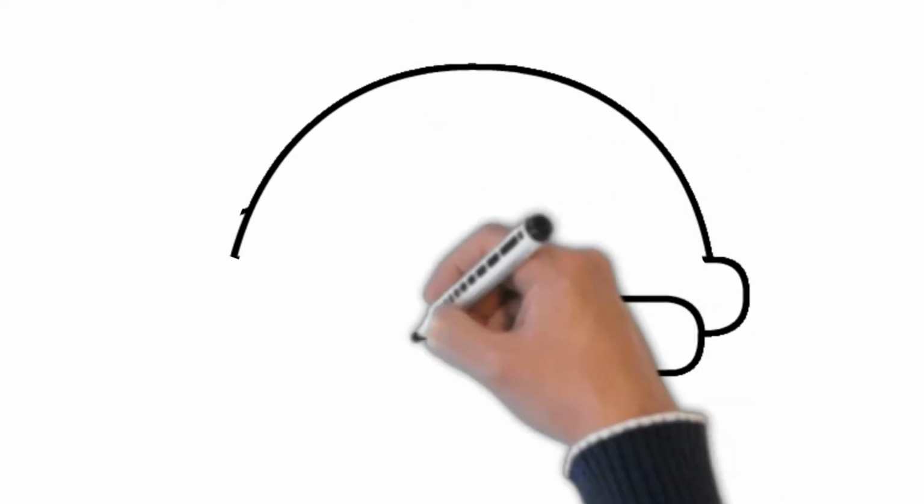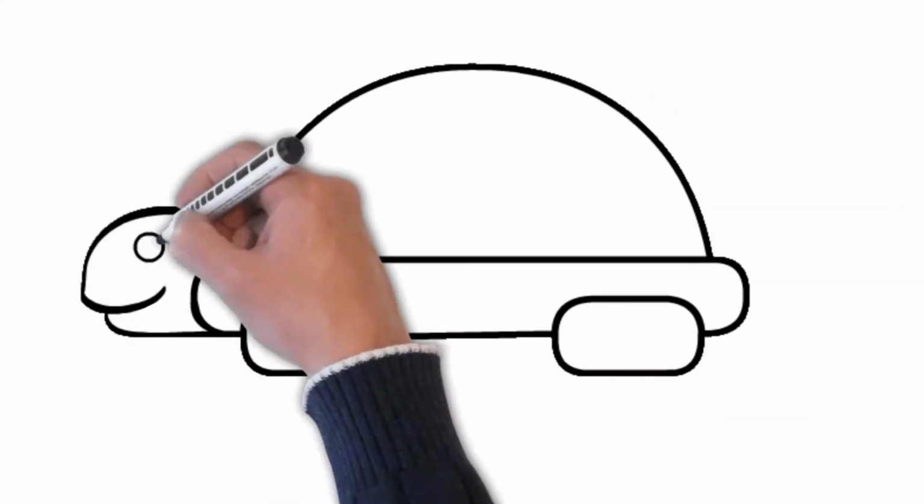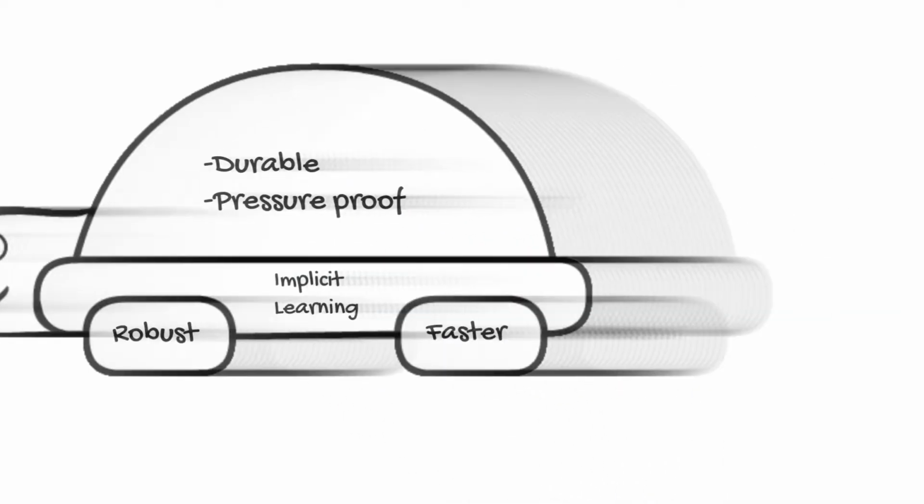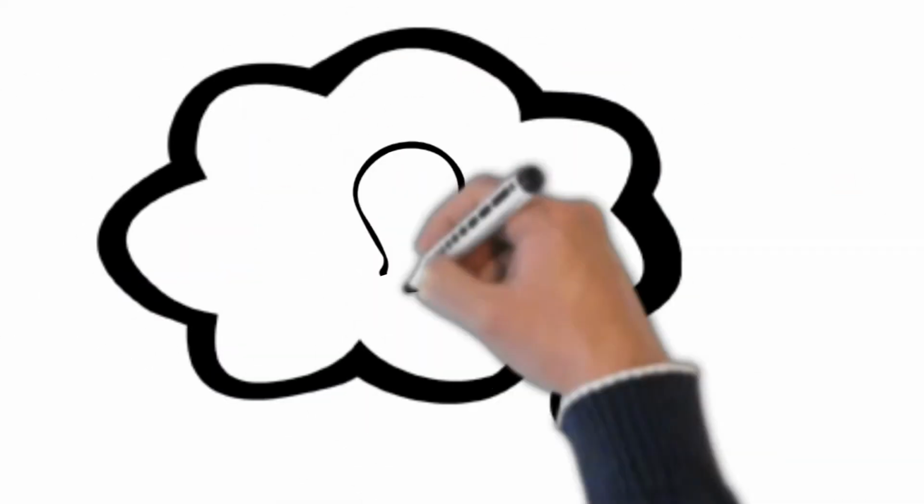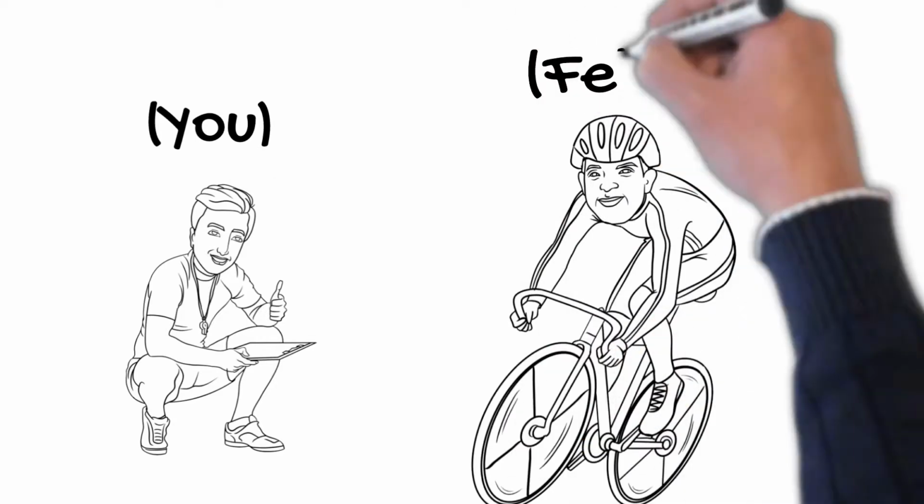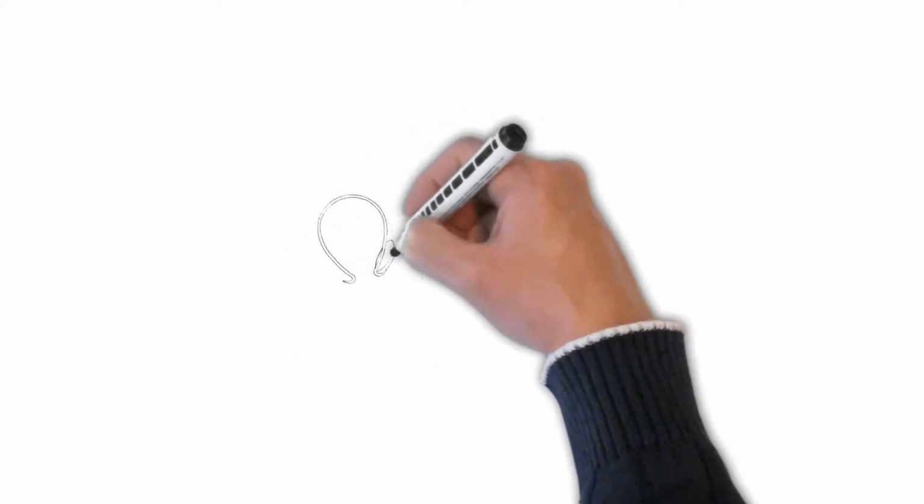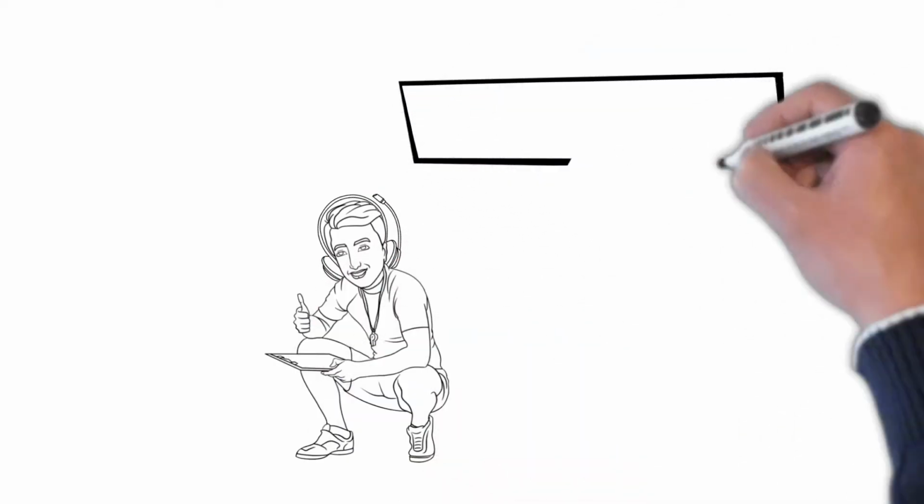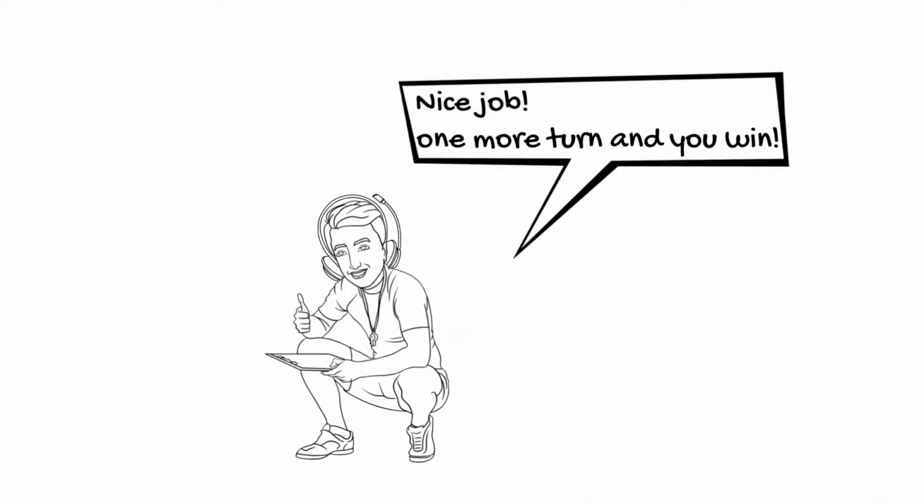Implicit learning is slower, often mistake-ridden, but results in faster, more robust learning that is durable over time and more impervious to pressure. Let's show you an example with a thought experiment. You are head of your biking team, and your leader, let's call him Felipe, is about to win the Tour de France. You are speaking to Felipe in his radio headset. "Felipe, nice job. Just this last turn and you will win the Tour."